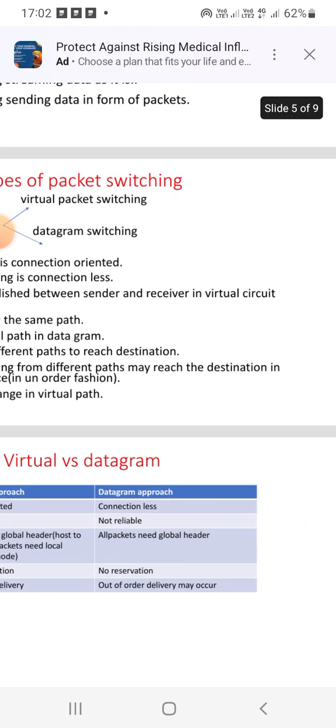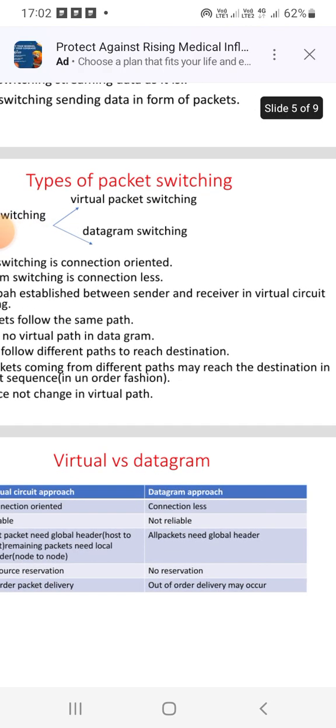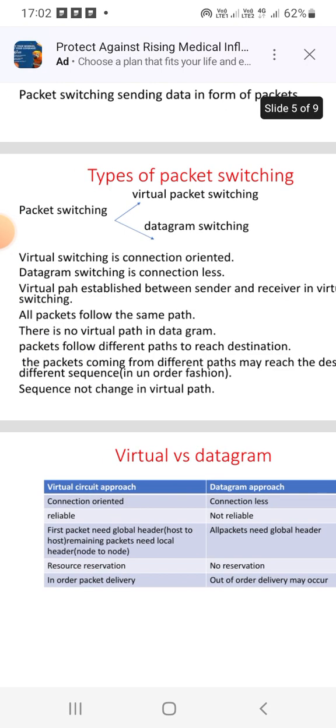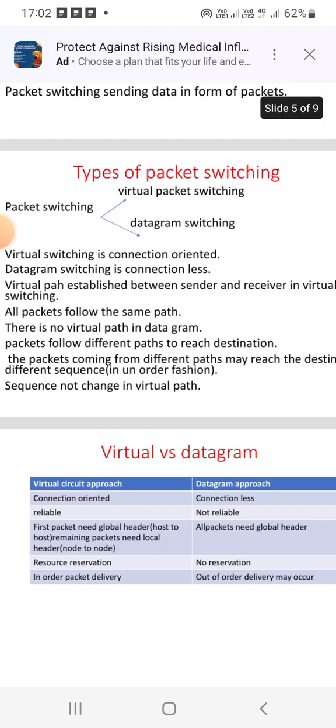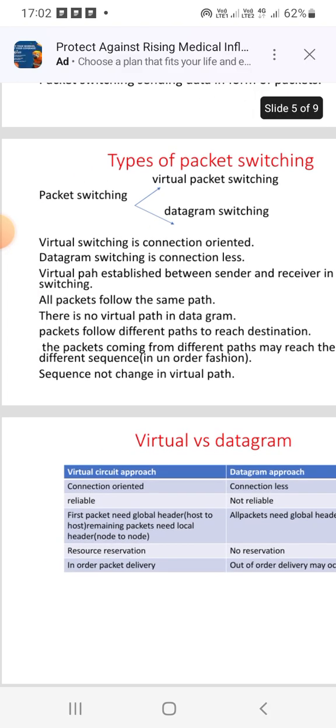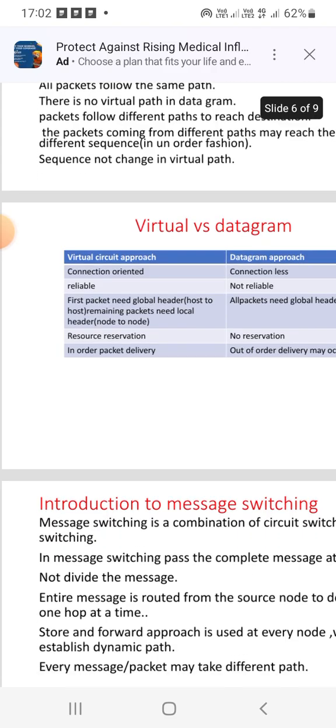The packets coming from different paths may reach the destination in a different sequence, in an unordered fashion. In datagram switching, packets travel through different paths, so they may be received unordered. In a virtual path, the sequence does not change.